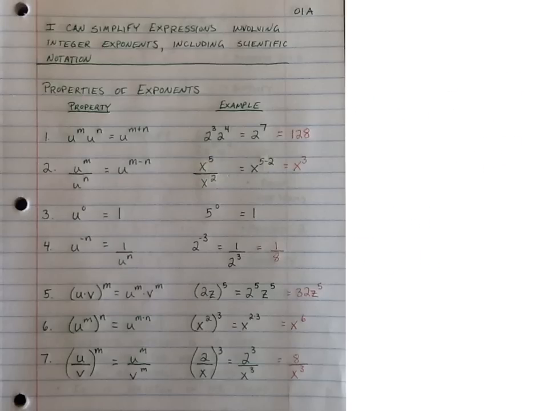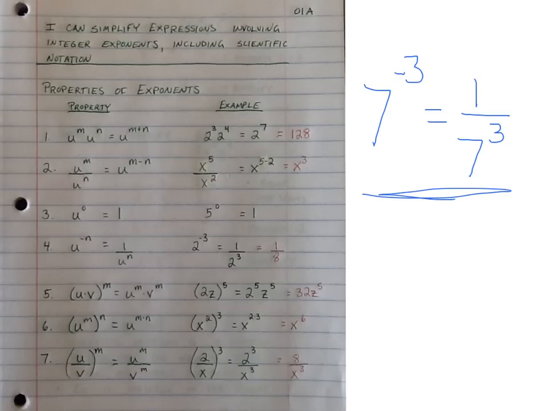Continuing with property 4, what we have is the case where if you have some number and we raise it to a negative exponent, that's the same as writing 1 over that number to the positive exponent. So I've given an example here and then also right here.